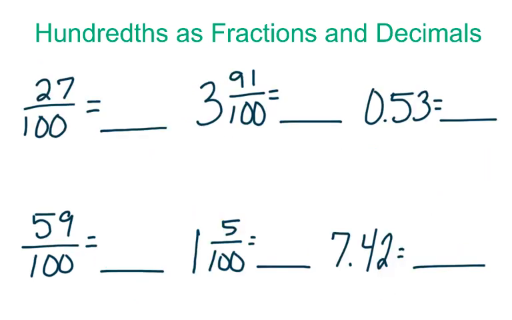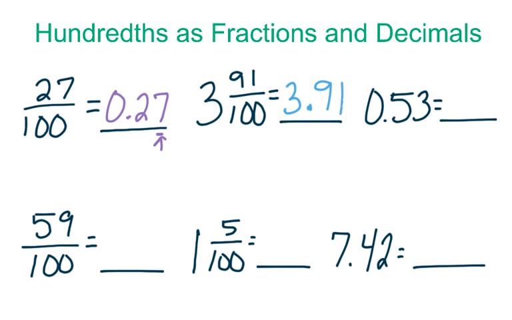Okay, go ahead and give these next few a try. 27 hundredths, turn that into a decimal. Our decimal would look like this. 27 hundredths. How about 3 and 91 hundredths? Turn that into a decimal. We would have 3 and 91 hundredths.